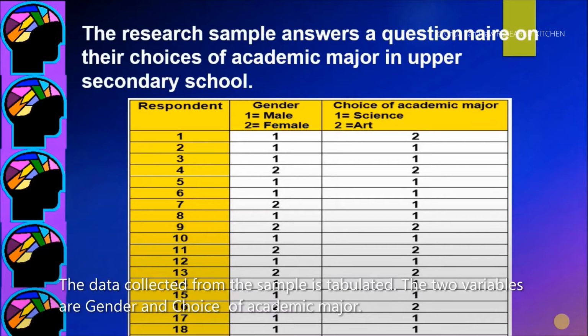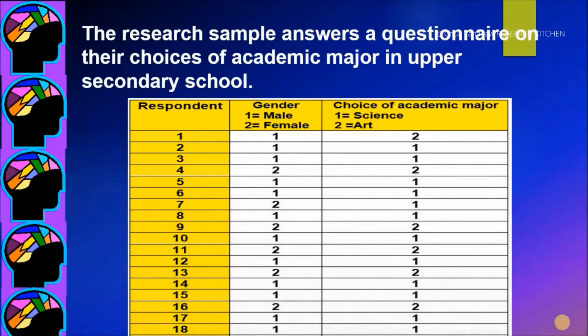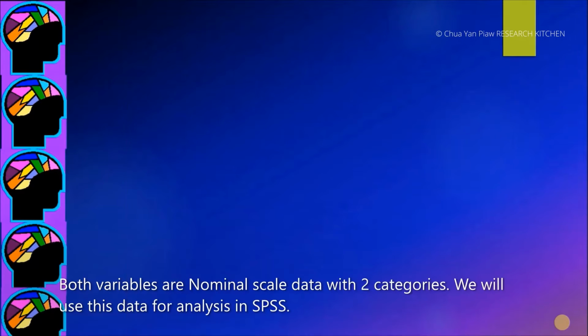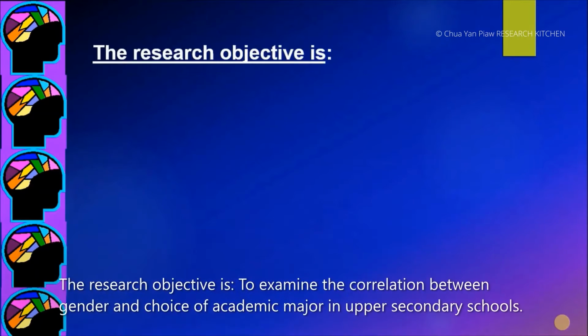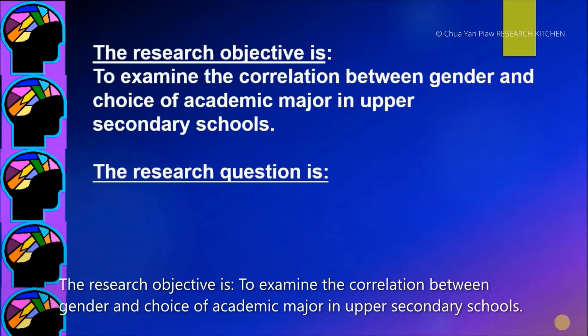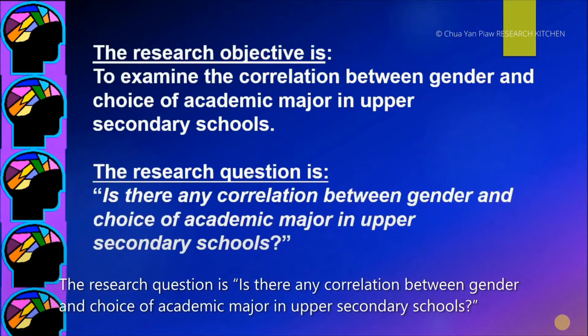The two variables are gender and choice of academic major. Both variables are nominal scale data with two categories. We will use this data for analysis in SPSS. The research objective is to examine the correlation between gender and choice of academic major in upper secondary school. The research question is: is there any correlation between gender and choice of academic major in upper secondary schools?